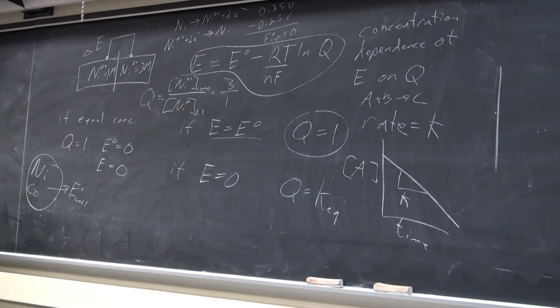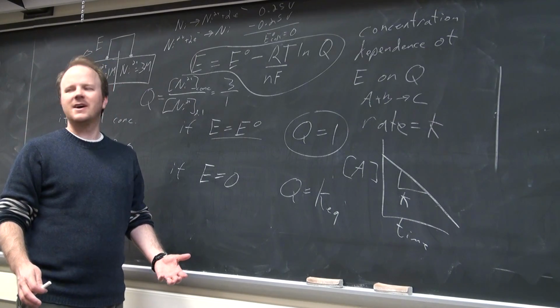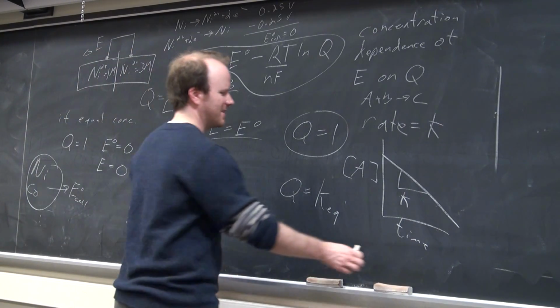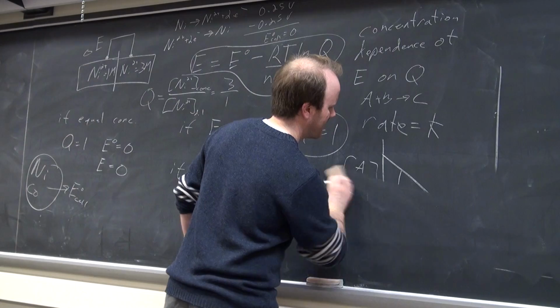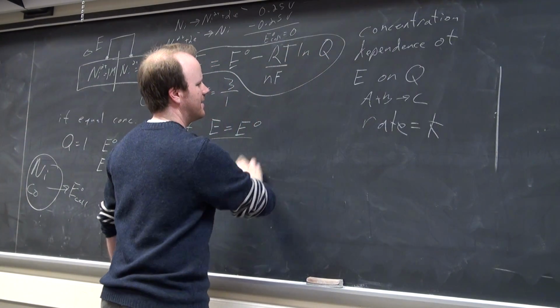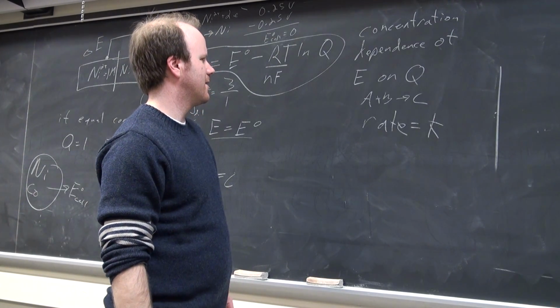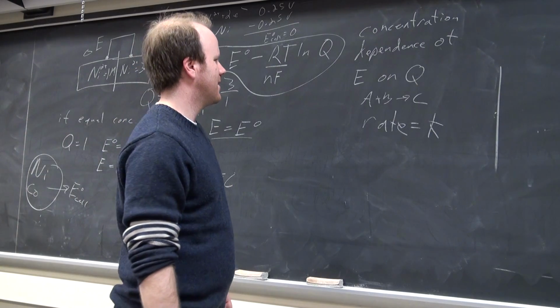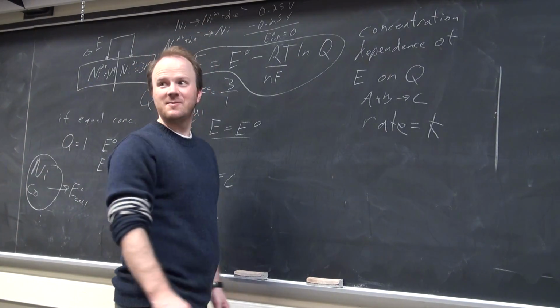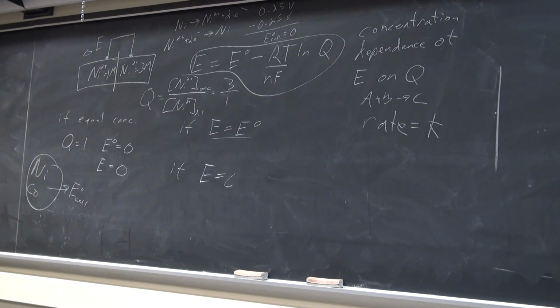Wait, so should it be kt instead of k? Yeah, you're right. Isn't it just a horizontal line? Yeah, for 0th order. You just don't have it linearized. Is 0 order constant? It's linear. It's already linear. It's already linearized.